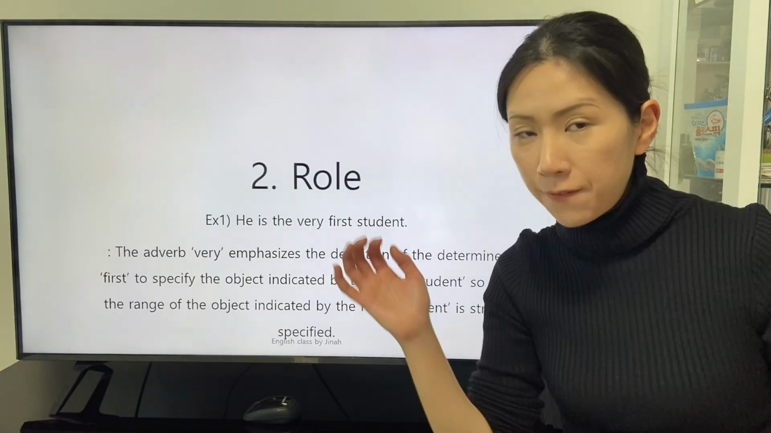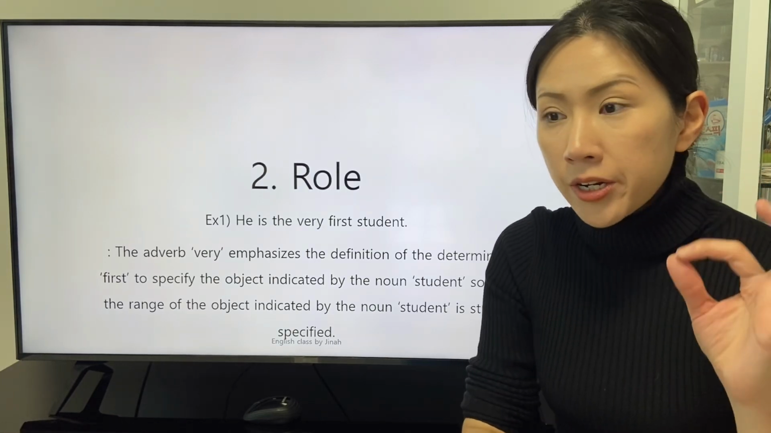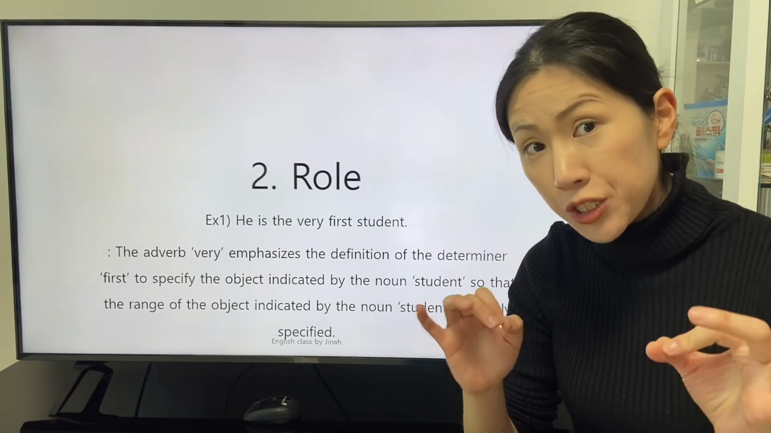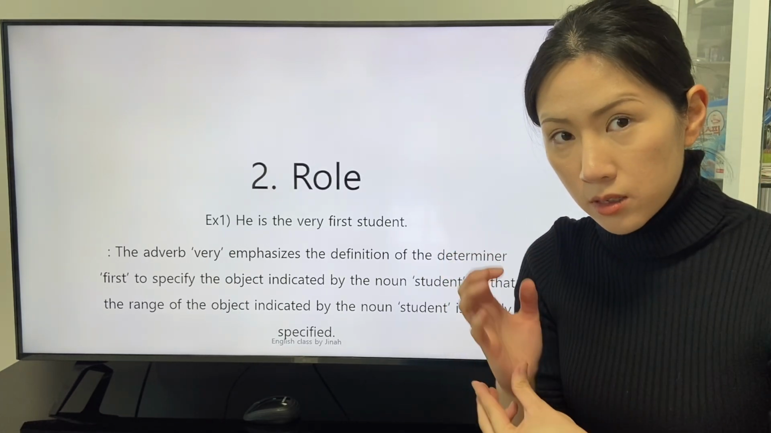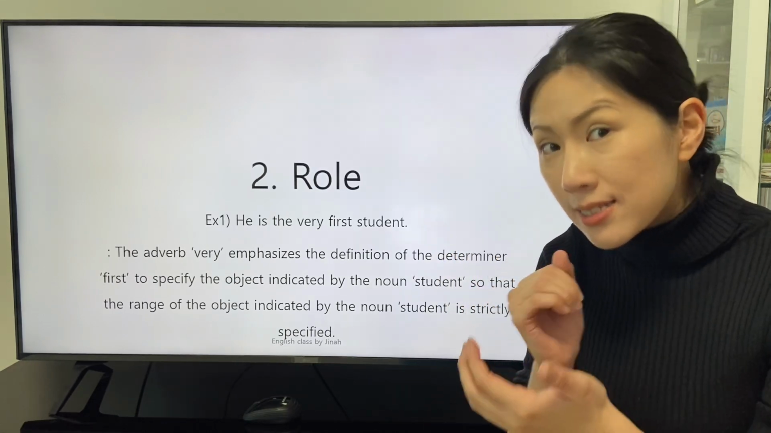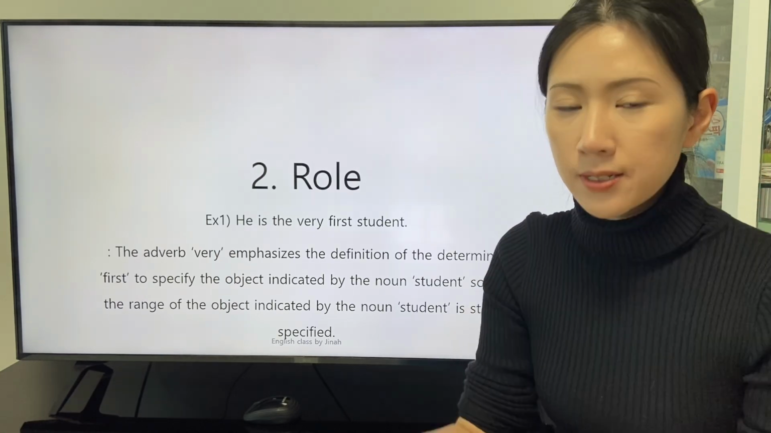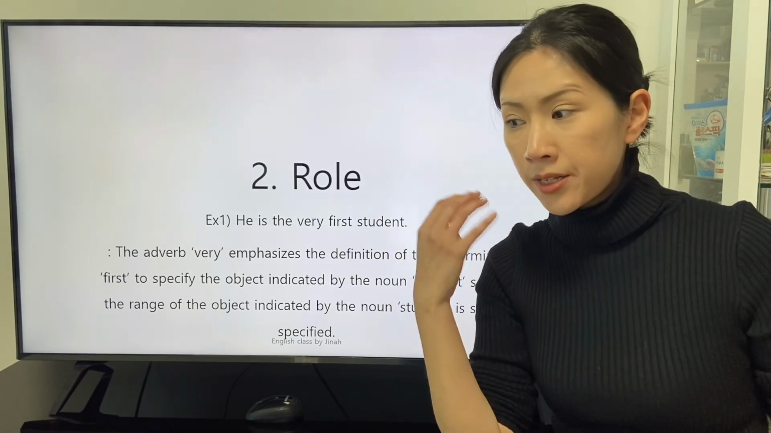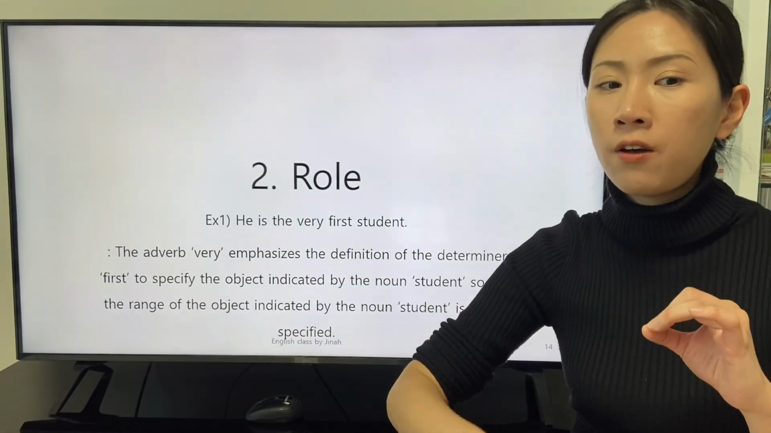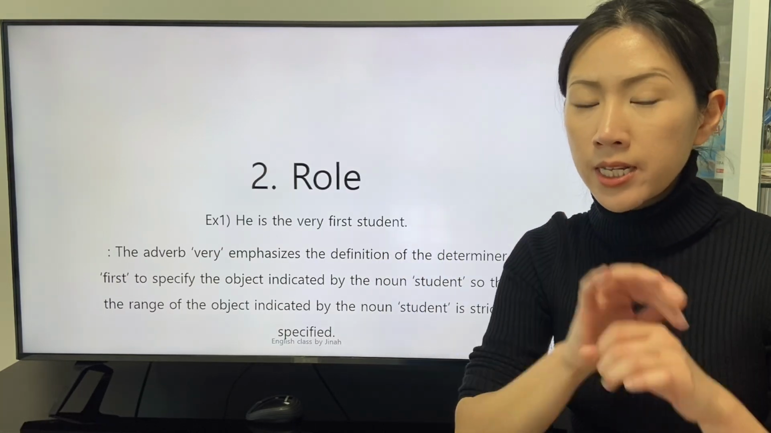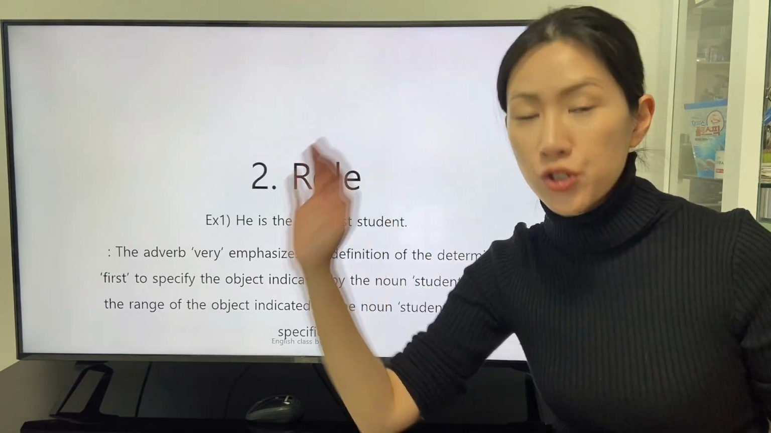With the application of the adverb very, the speaker can convey the intention that the speaker wants to specify the exact object indicated by the noun student. The listeners can consider the existence of the object indicated by the phrase of the noun, the first student.